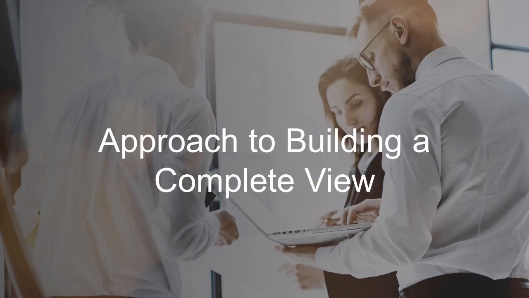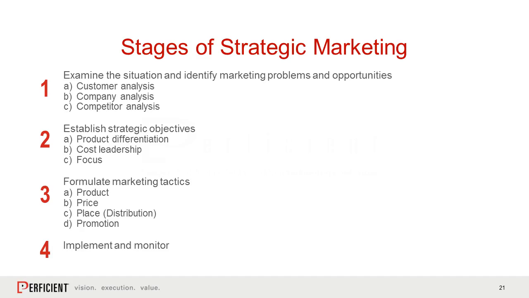So now let us switch gears and talk a little bit about the approach to building a complete view so that the solution empowers business users to make strategic decisions. There are really 4 stages of strategic marketing. First of all, we need to perform 3C analysis, that is, analyze our customer, company, as well as competitor to identify the problems as to why we are losing to our competition, or why they are taking away our market share on the segment of customers we had targeted to expand our market share.